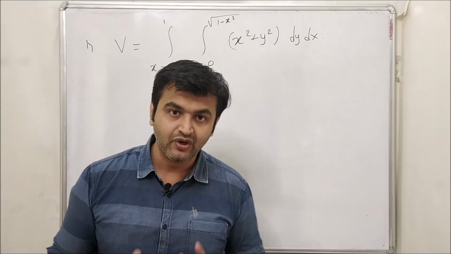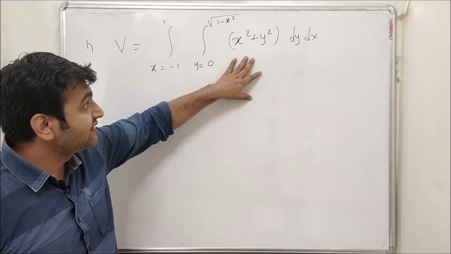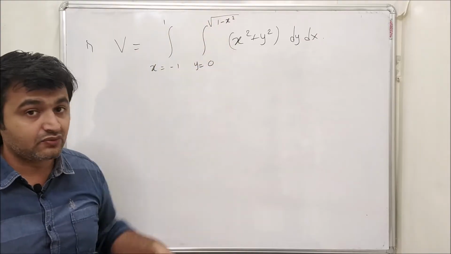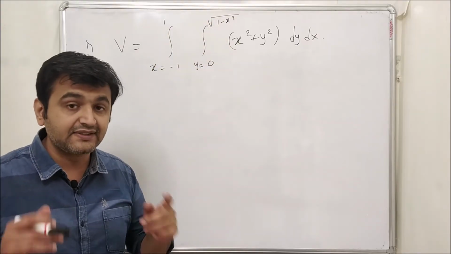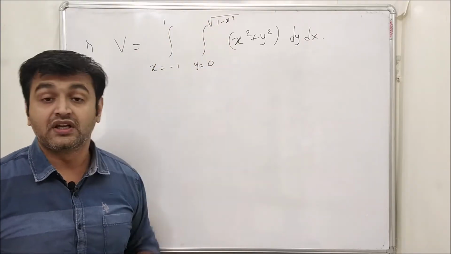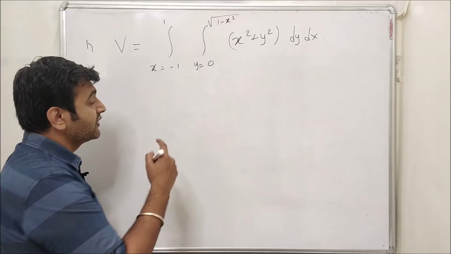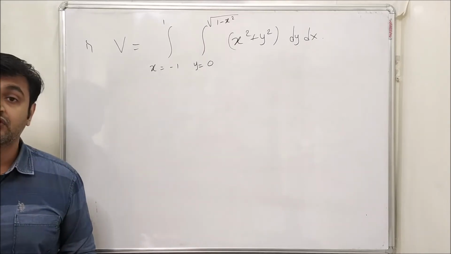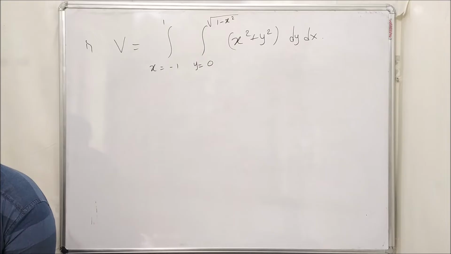99.9999% it will help you. Okay, so I can see the square inside the square root. So yes, high chances that I should use polar coordinates. Now for that I need to find the limits of r and theta. Now question is, how do you find the limits of r and theta?